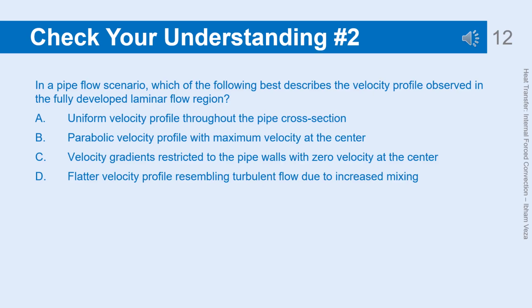D. Flatter velocity profile resembling turbulent flow due to increased mixing. This describes the velocity profile of turbulent flow, which is fuller and flatter compared to the parabolic profile in laminar flow. Mixing is not significant in laminar flow.